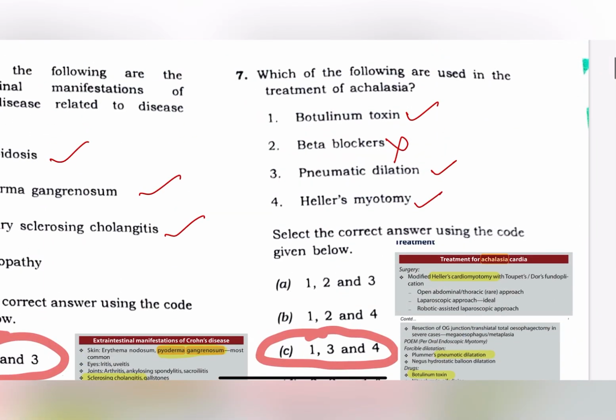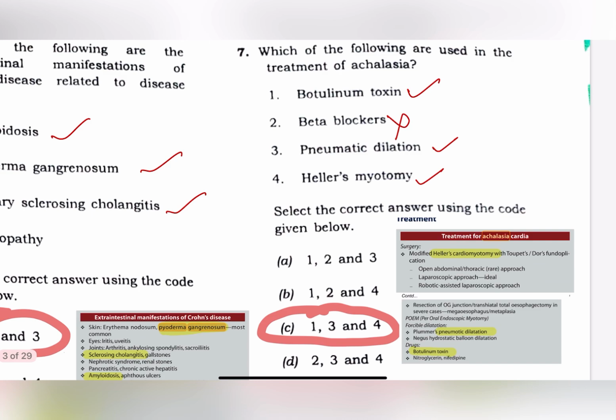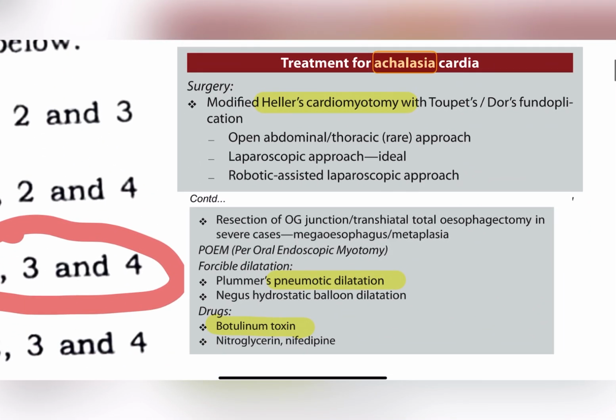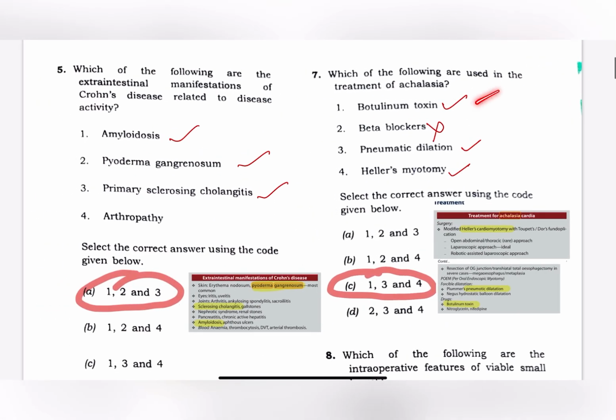In the next question we have which of the following is used in the treatment of achalasia. In the treatment of achalasia cardia we use Heller's cardiomyotomy, pneumatic dilation and botulinum toxin. So here we have these in the options. There is no use of beta blockers in this. So the answer for this is 1, 3 and 4.